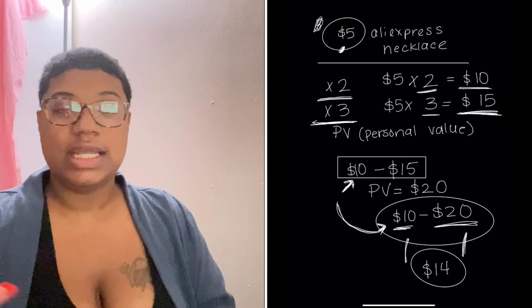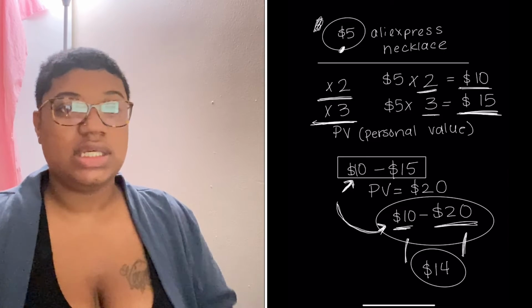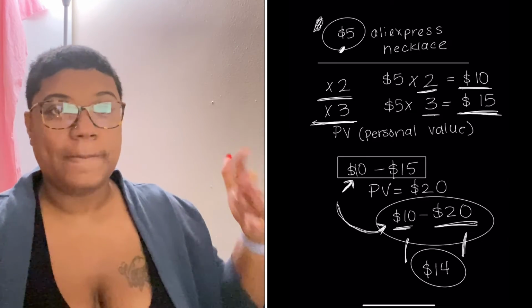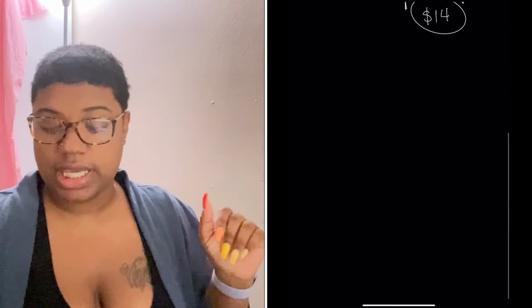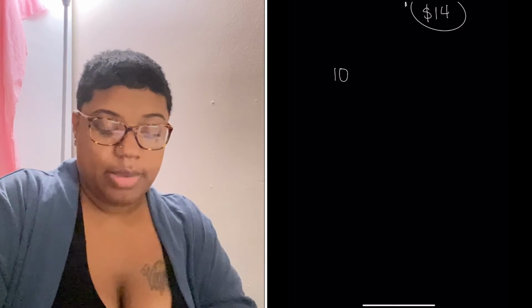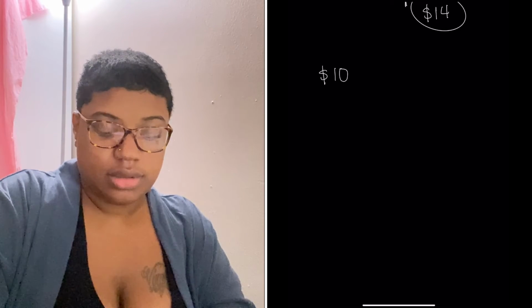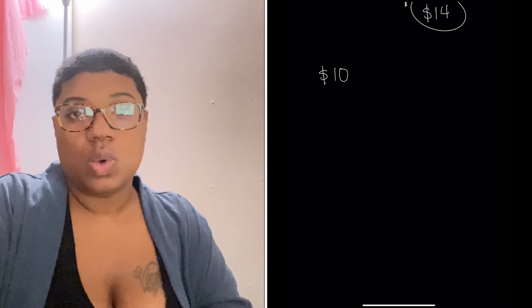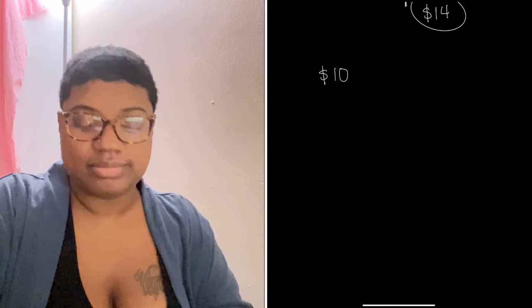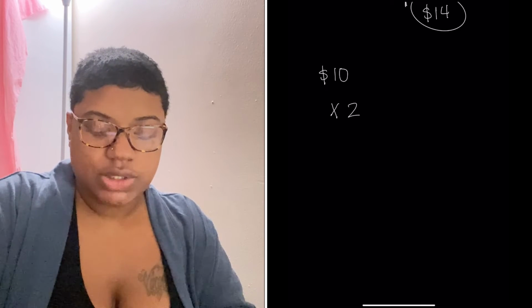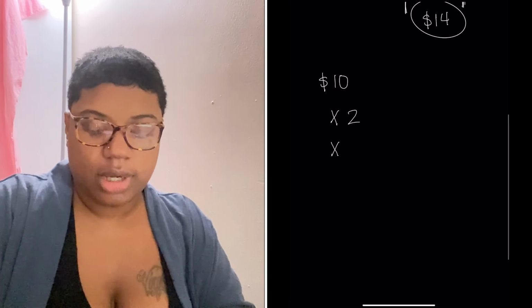Simple. Nothing fancy, nothing crazy, no over the top trigonometry, no formulas, just basic multiplication. Same thing. Let's just do another quick one. I paid $10 for this item, wherever I got it from. I'm gonna mark it up by 2, and then I'm gonna mark it up by 3.